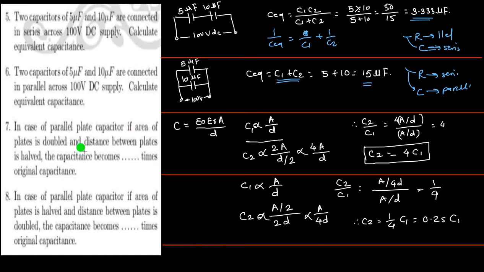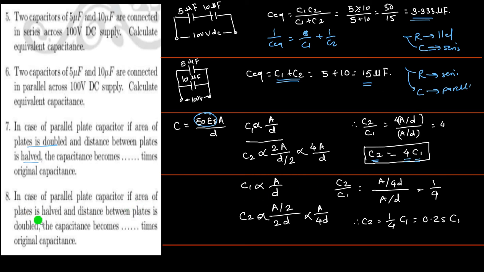Here a parallel plate capacitor is given. If the plate area is doubled and the distance between the plates is halved, what is the capacitance? Let C1 capacitance of the capacitor be epsilon 0 epsilon r A by d. Epsilon 0 and epsilon r are constants, so it is proportional to A by d. Suppose the area is doubled and the distance between the plates is halved, so it is d by 2. This 2 will go here, so it becomes 4A by d. So C2 divided by C1 is 4A by d over A by d. A by d will get cancelled. Hence the new capacitance will be 4 times the original capacitance.